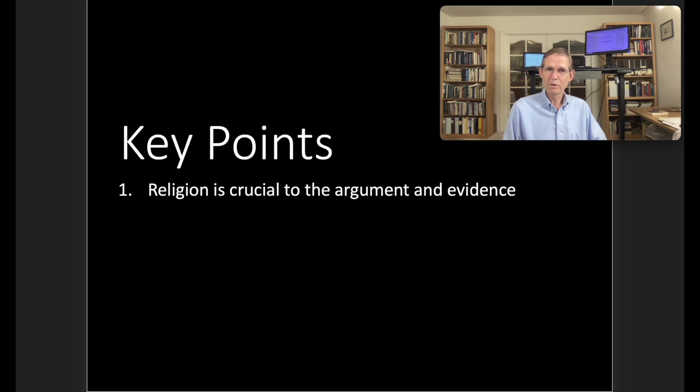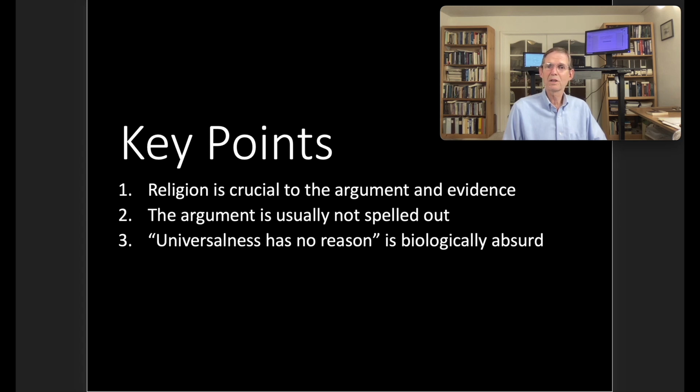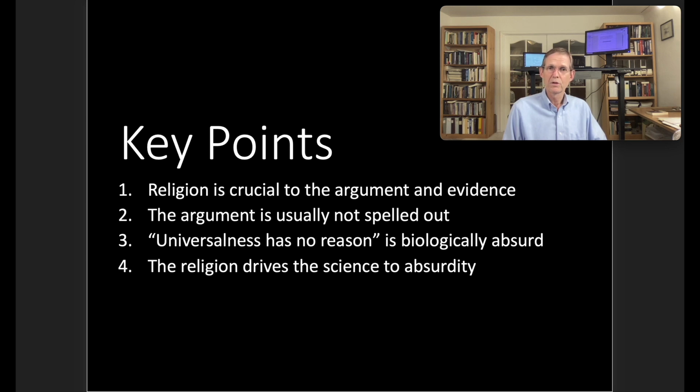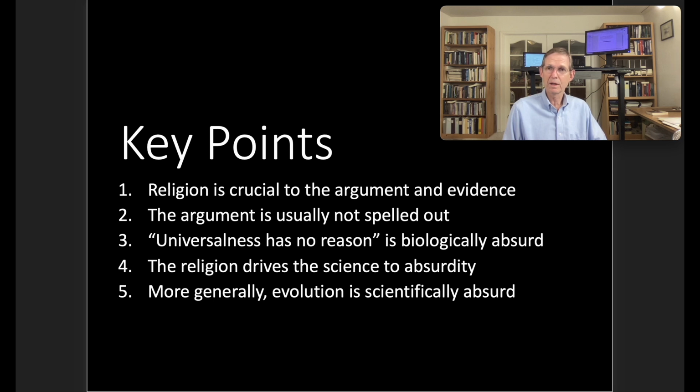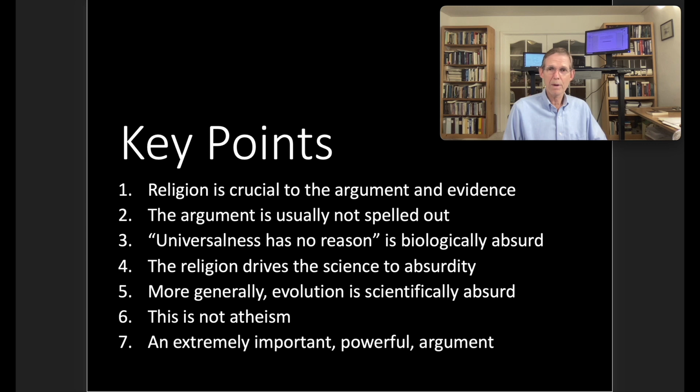Now let's look at the key points that we've seen here just to make sure this is crystal clear. Religion is crucial to the argument and evidence. This is not a sidebar. The argument is usually not spelled out, as we saw with the Kipping video. Universalness has no reason is biologically absurd. That is the claim, that there's no reason why the universal genetic code should be universal, is biologically absurd. So the religion drives the science to absurdity. More generally, evolution is scientifically absurd because this same problem crops up over and over again. This is not atheism, not secular humanism, not materialism. This is religion. And this is an extremely important, powerful argument.